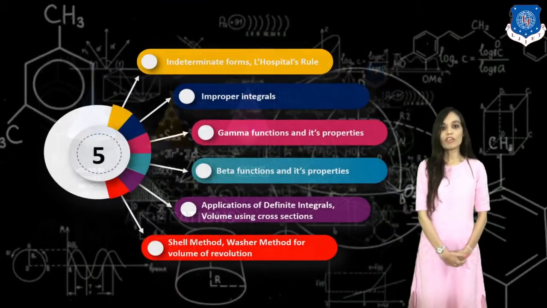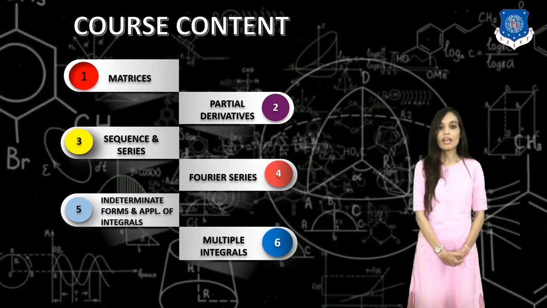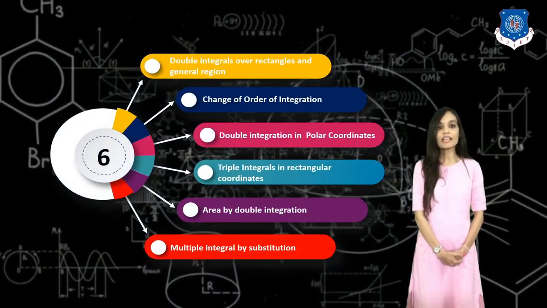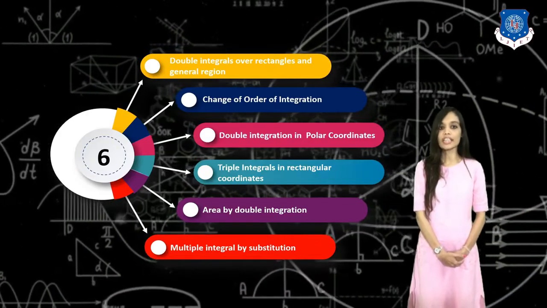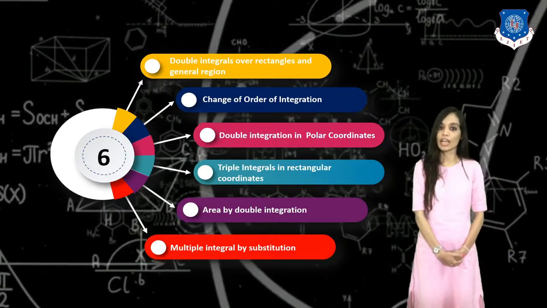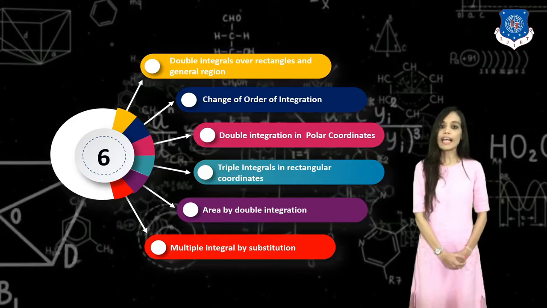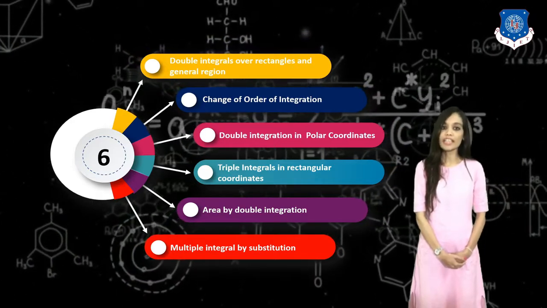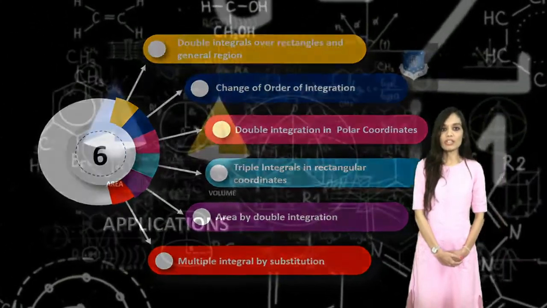Now the last topic of Mathematics 1, Unit 6, multiple integrals. You are all familiar with single variable definite integral. In this topic, we are going to study double integration and triple integration over a region R. You can now have a look at the subtopics listed here like finding the area using double integration and many more. Now we will go to its applications.